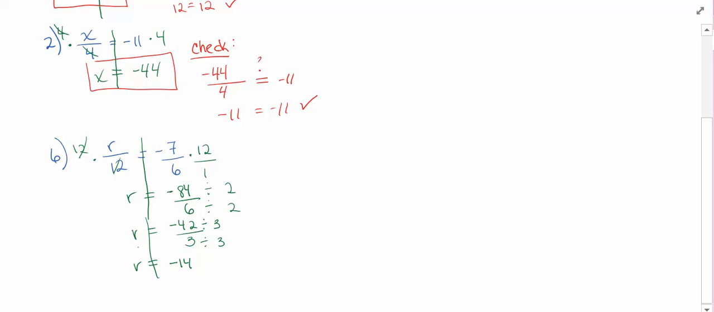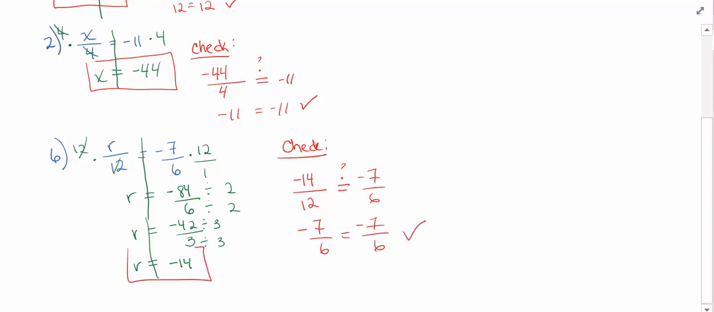Let's make sure that we check our work. Okay, so we're going to put in negative 14 for r. Negative 14 divided by 12, does that truly equal negative 7 over 6? Now, negative 14 over 12, hopefully you can see you can divide each of those by 2. So you get negative 7 over 6. So yes, they do equal each other. Looks like my answer is correct.